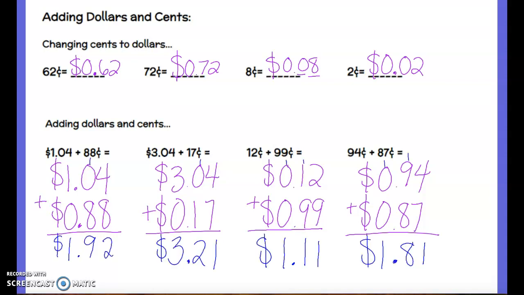Now, once you guys have those formatted correctly and you get your answers, you should have had $1.92 for your first one, $3.21 for your second one, $1.11 for your third answer, and $1.81 for your fourth answer. When problems involve money, you should have your dollar sign in your answers. Okay, labels are important. They won't lose you a point, but they are part of the problem.